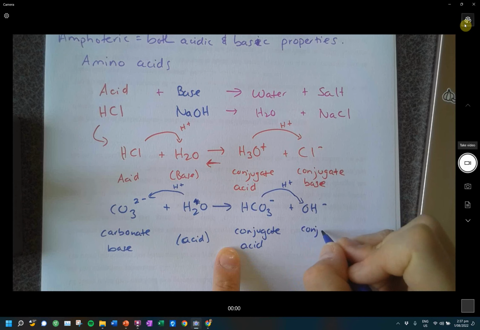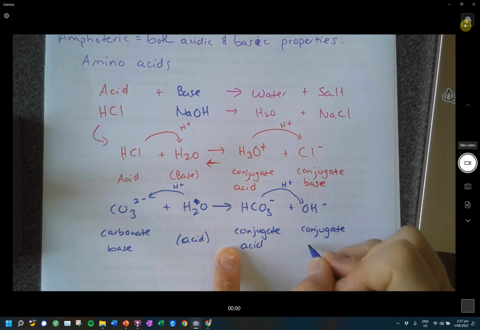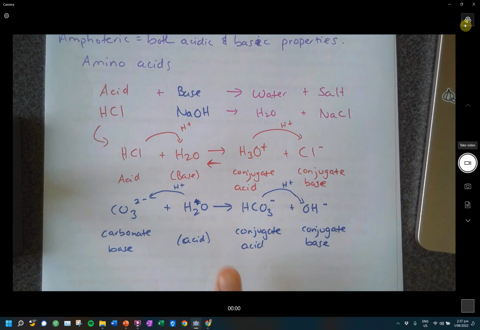So what you're basically looking for when you're trying to label things is who's donating the proton and who's accepting it. And I like to point those words out because we're going to have to use them later when we're looking at neutralization reactions. Are you okay with that so far?